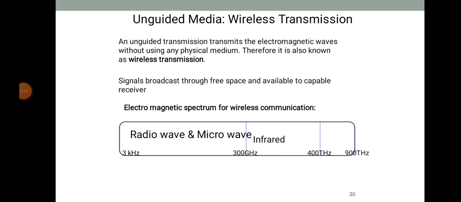Hello students, today we will see the second type, unguided media, which is also known as wireless transmission. Unguided transmission media provides a means for transmitting electromagnetic waves or signals but does not guide them. For example, wireless transmission. An unguided transmission transmits electromagnetic waves without using any physical medium, so this is called wireless transmission. The signal is broadcast through free space and is available to capable receivers.